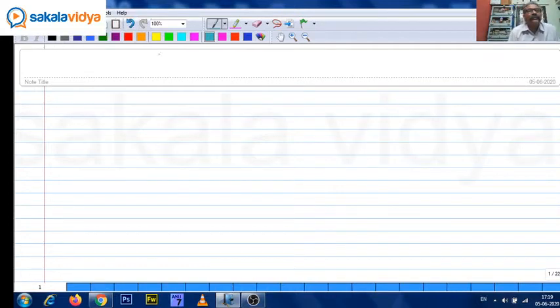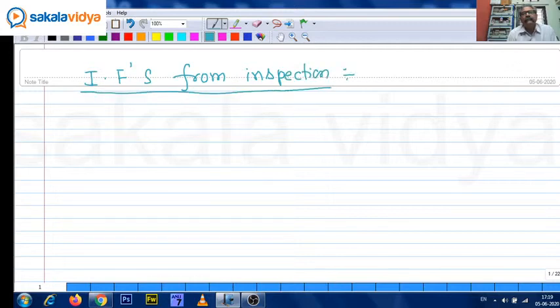By inspection, see, integrating factors, IFs from inspection. Just by seeing only we can say the integrating factors by observation.